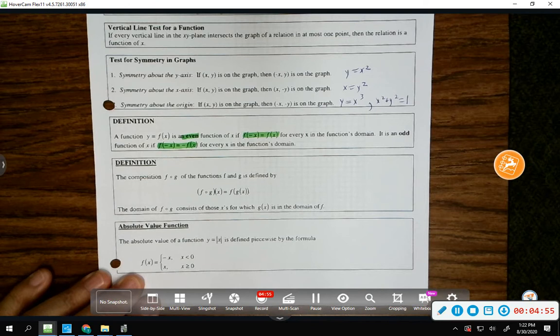Remember that the domain of f circle g consists of those x for which g of x is in the domain of f. Okay?